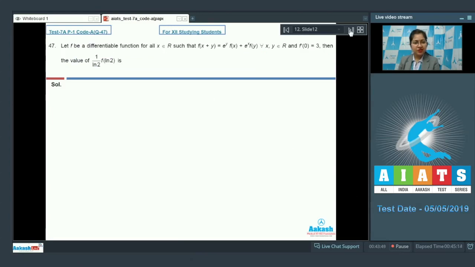Next is question number 47, which says that let f be a differentiable function for all x belonging to R such that this equation is given and f dash 0 is given to be equal to 3. So we have to find the value of f of ln 2. Now we are given f of x plus y equal to e raised to the power y into f of x plus e raised to the power x into f of y. So here if I put x and y both equal to 0, we'll get f of 0 equal to 2 times f of 0, which means that the value of f of 0 is equal to 0.